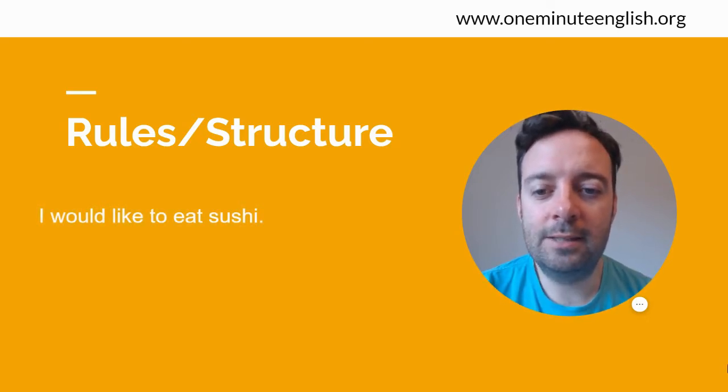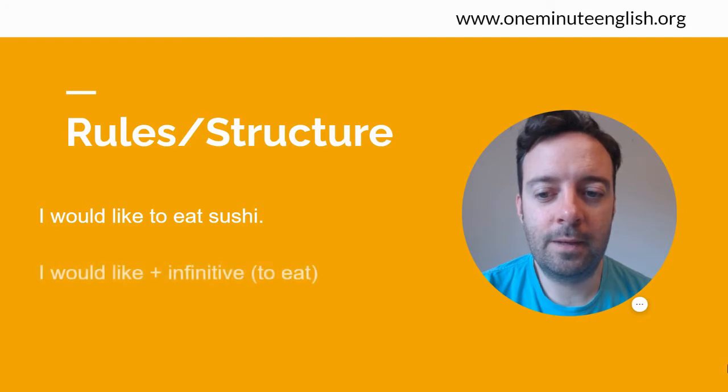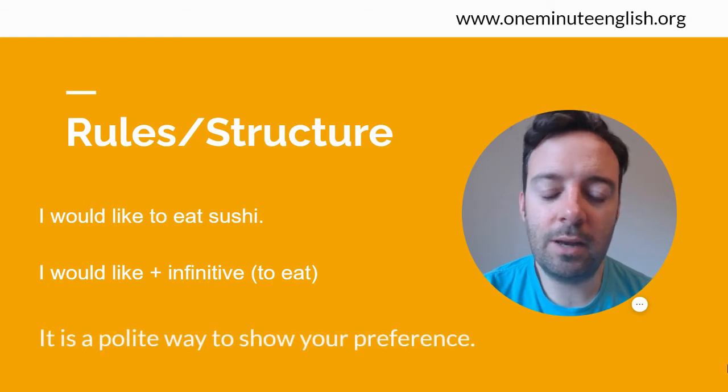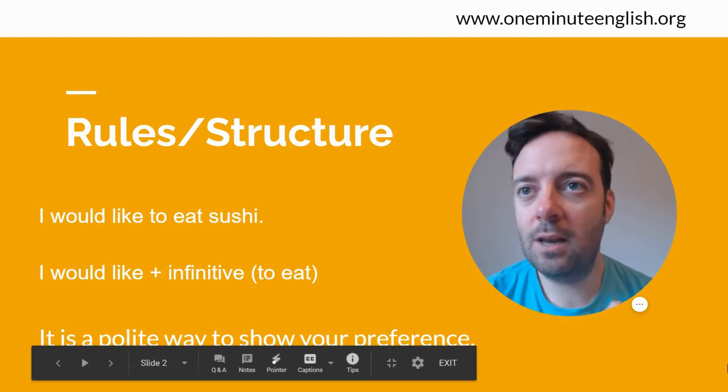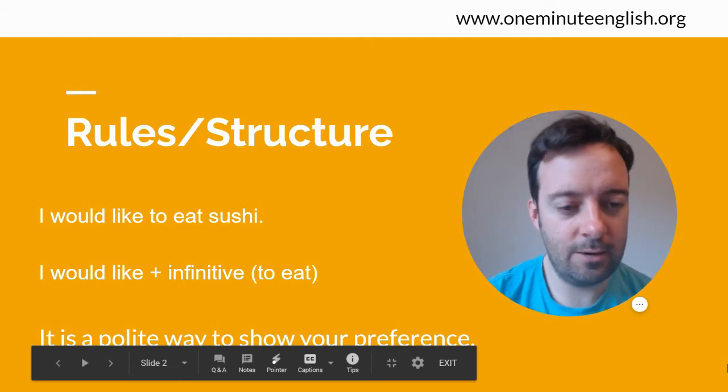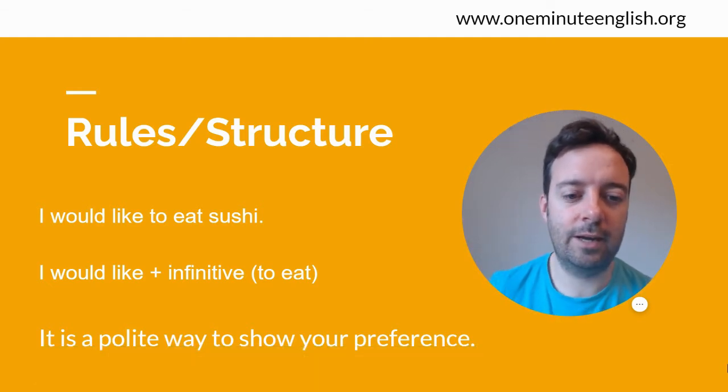I would like to eat sushi. I would like plus infinitive: to eat. Okay, and it is a polite way to show your preference. Okay, so you say, I would like to go to the cinema now. That is your preference.